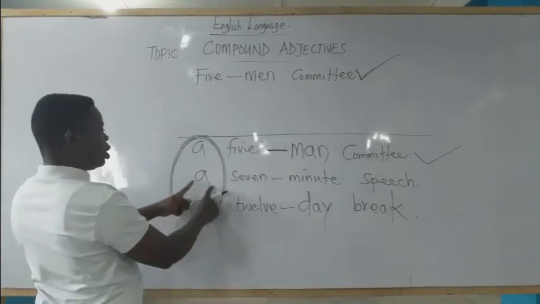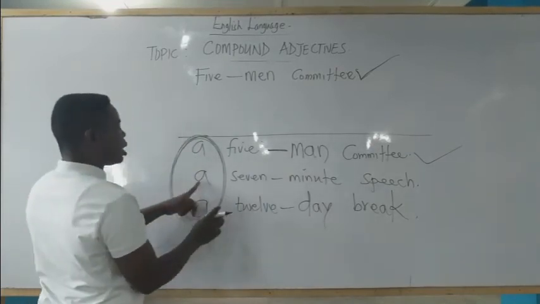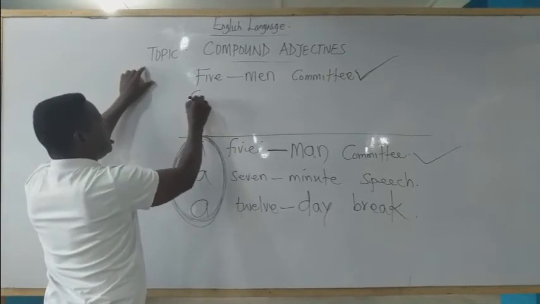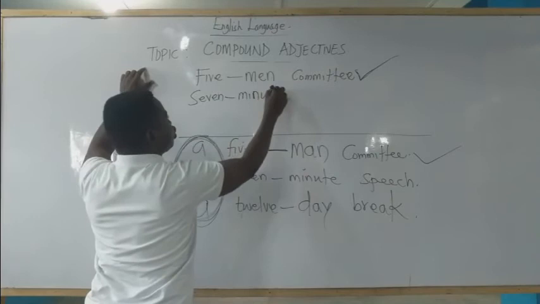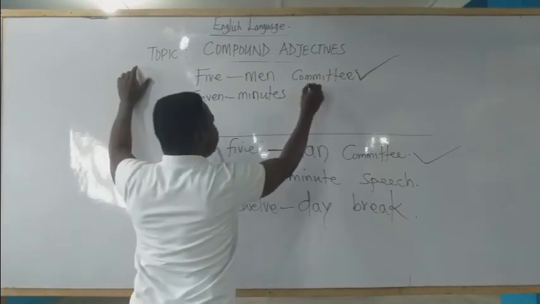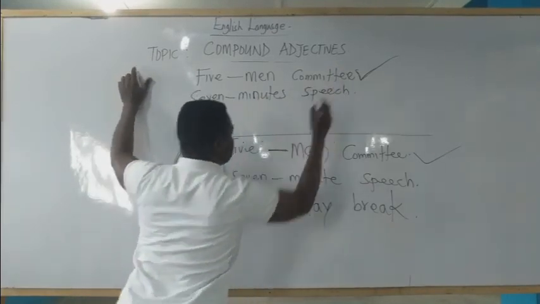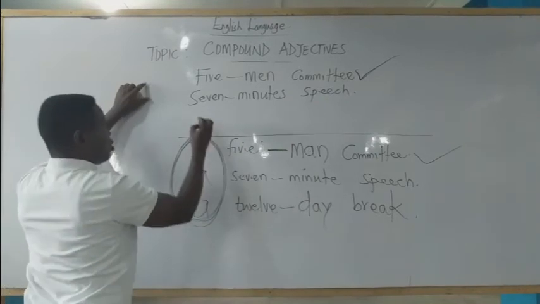Number 2, look at number 2. A 7-minute speech. Without an article, what would that be? That becomes 7 minutes speech. This one becomes plural. 7 minutes word speech. Take note. Look at number 3. A 12-day break. What would that be?